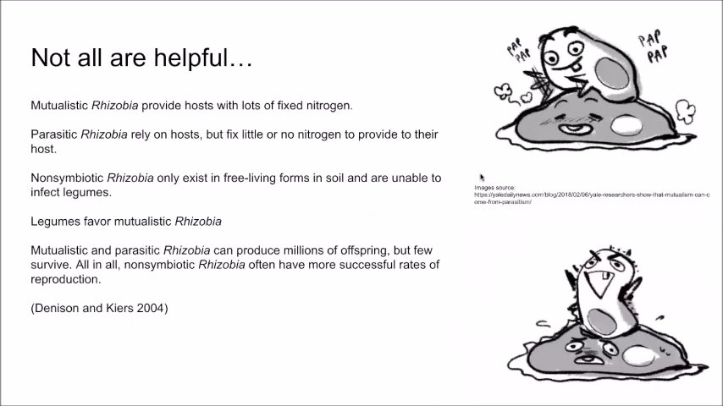Even within individual species of rhizobium, specific strains can either be mutualistic, parasitic, or non-symbiotic. Mutualistic rhizobia provide hosts with lots of fixed nitrogen. Parasitic rhizobia rely on hosts but fix little to no nitrogen to provide to their hosts. Non-symbiotic rhizobia only exist in free-living forms in soil and are unable to infect legumes at all. Legumes favor more mutualistic rhizobia. Mutualistic and parasitic rhizobia can produce millions of descendants. However, the rate of viability among said offspring is very low. All in all, non-symbiotic rhizobia often have more successful rates of reproduction.